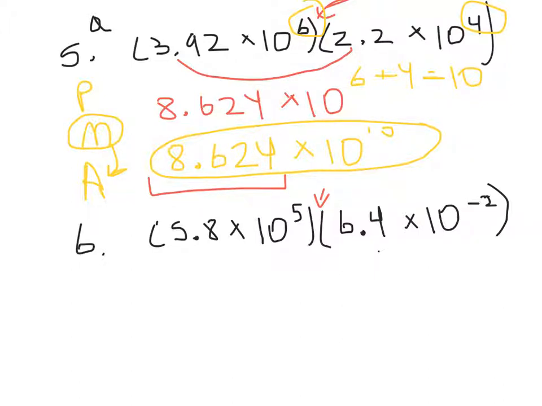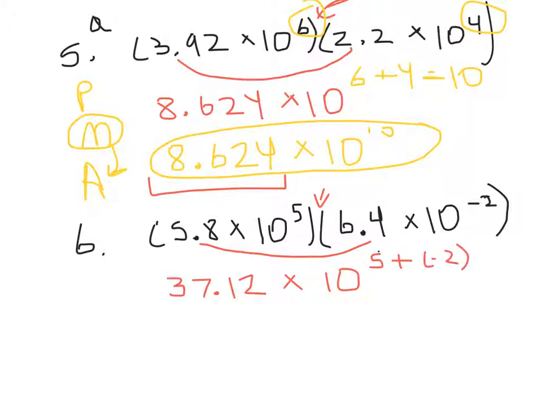Now for this next one, we're still going to use that same mentality where we're going to multiply 5.8 times 6.4, which is 37 and 12/100ths. And then we'd go ahead and add our exponents. So that would be 5 plus a -2.